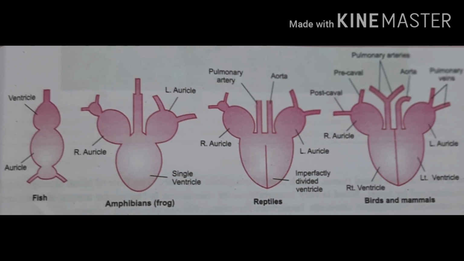Now let us talk about the higher vertebrates, which include birds and mammals. The right and left sides of the heart are completely separated, which prevents any chance of mixing of pure and impure blood. That's why these higher organisms are most efficient. So in birds and mammals, there is a perfect double circulation, that is, pulmonary and systemic ones. Okay, so this is about the heart in different vertebrate animals.